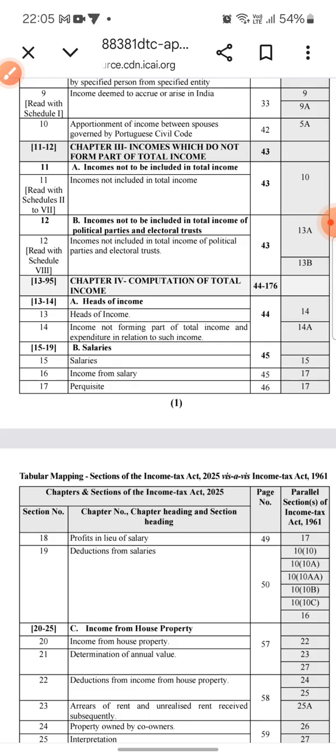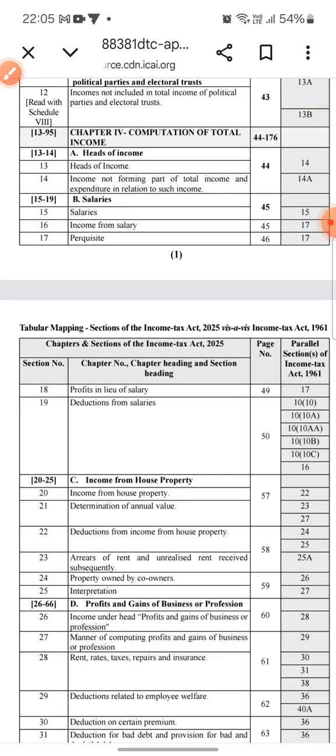Earlier it was section number 17, now it is 16. Perquisites, earlier section 17, are now also section 17. Profits in lieu of salary, earlier section 17, is now turned to section 18. Deductions from salary, earlier in section 10 sub-sections 10, 10AA, 10B, 10C and section 16, has now been merged in one section, that is section number 19.